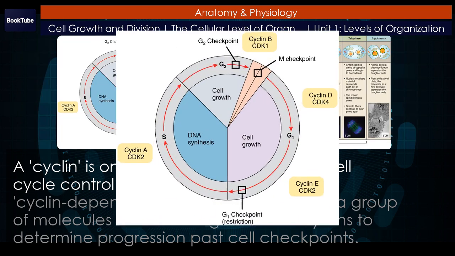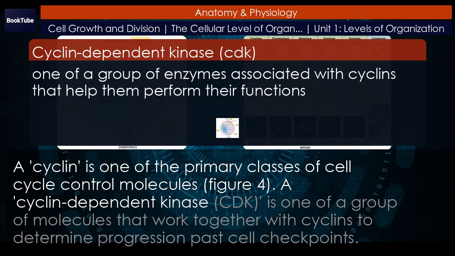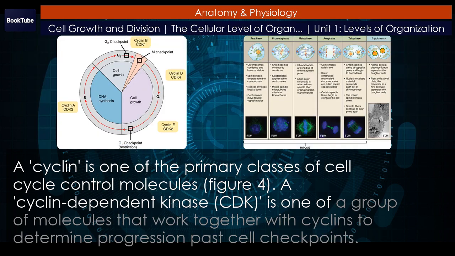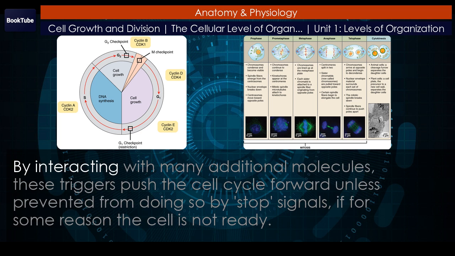A cyclin-dependent kinase, CDK, is one of a group of molecules that work together with cyclins to determine progression past cell checkpoints. By interacting with many additional molecules, these triggers push the cell cycle forward unless prevented from doing so by stop signals.